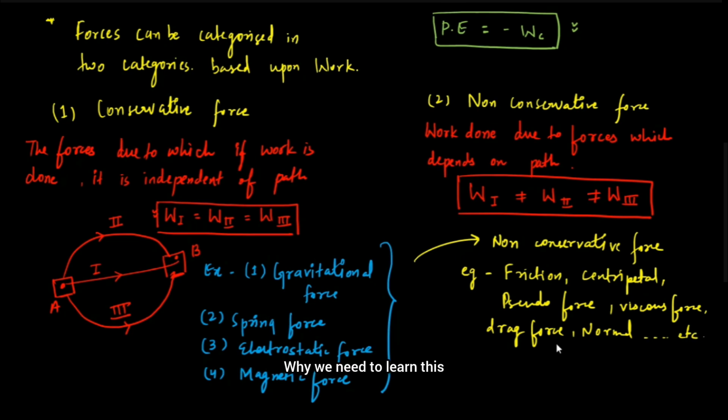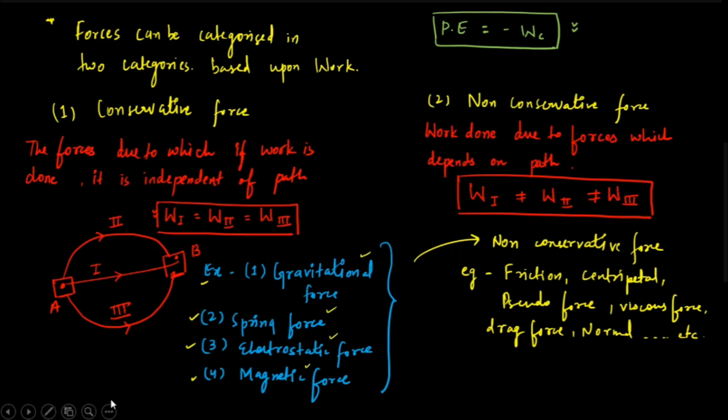Why do we need to learn this? Because potential energy is defined only for these four forces. You will never talk about frictional potential energy, drag potential energy, or normal potential energy. You will only talk about gravitational potential energy, spring potential energy, electrostatic potential energy, and magnetic potential energy, because potential energy is defined for those forces which are conservative in nature. When we initially talked about potential energy, we started with gravitational potential energy because gravitational force is a conservative force.